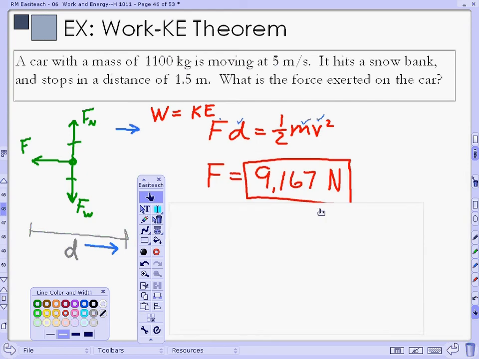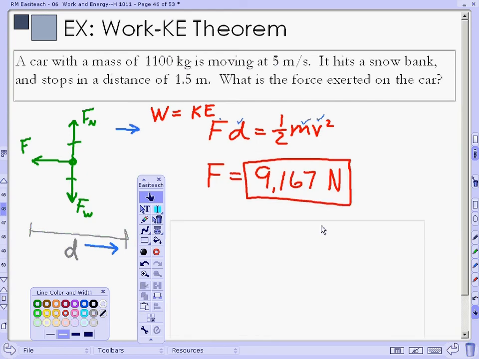You plug in. We do know the distance. We know the mass. We know the speed that was lost and became 0. And you plug in and you solve and get the force of 9,167 newtons.